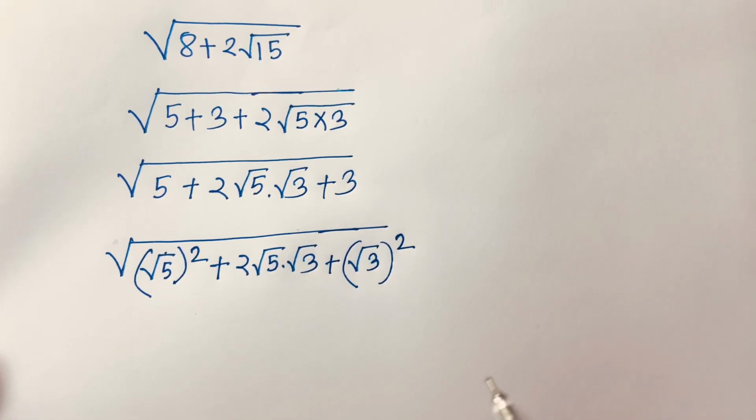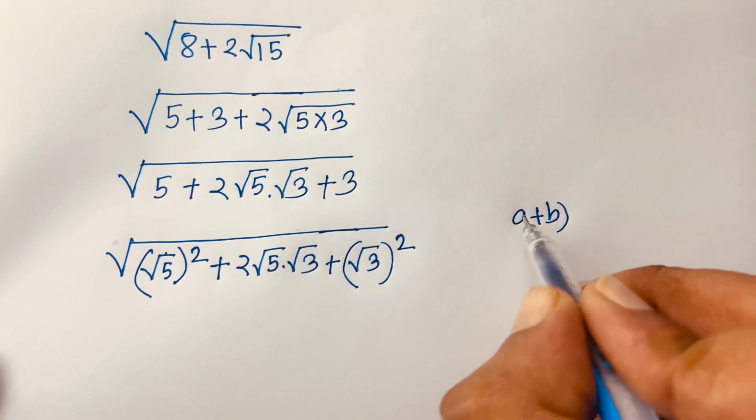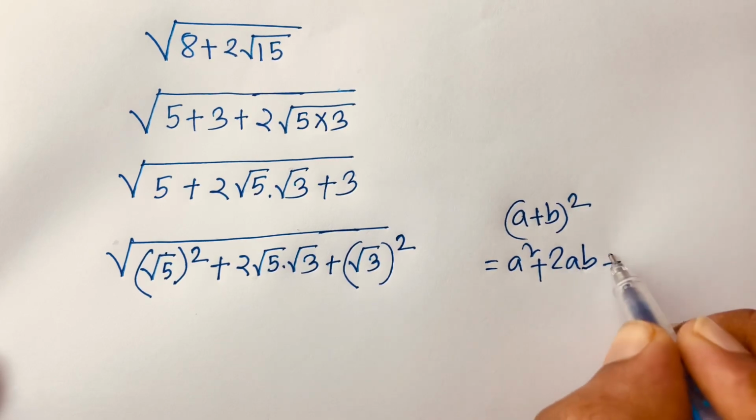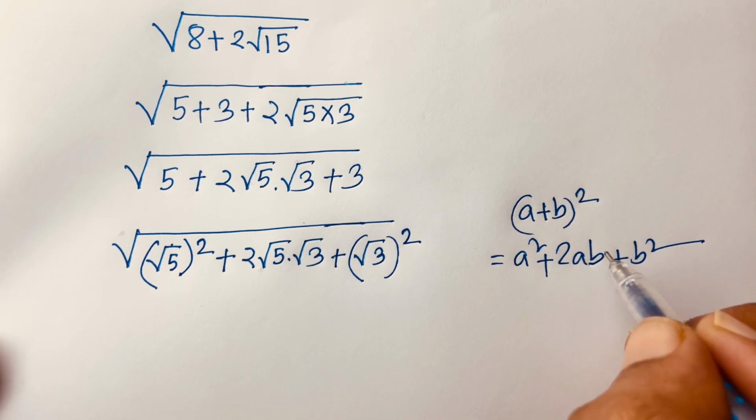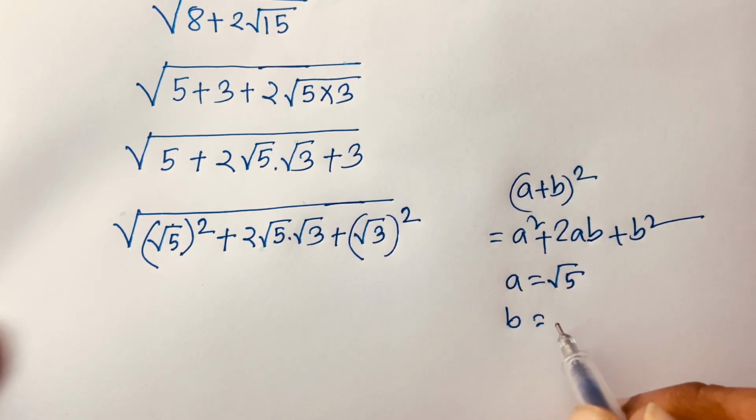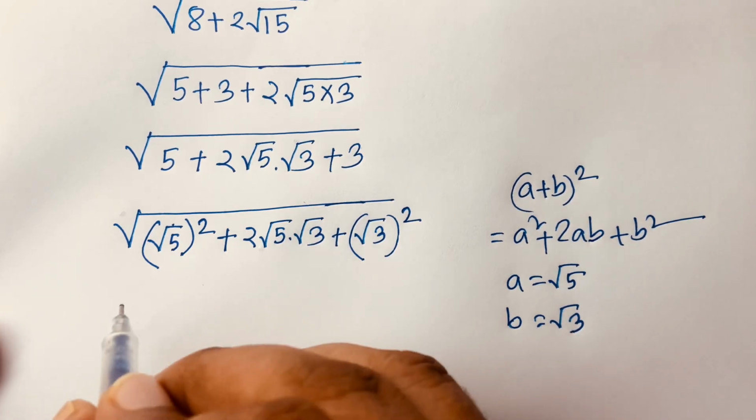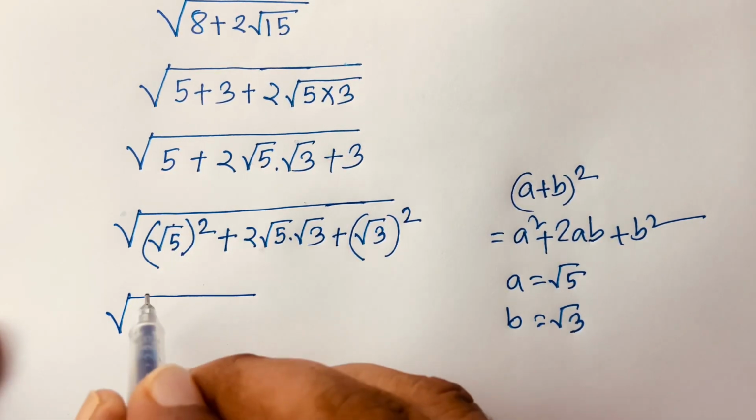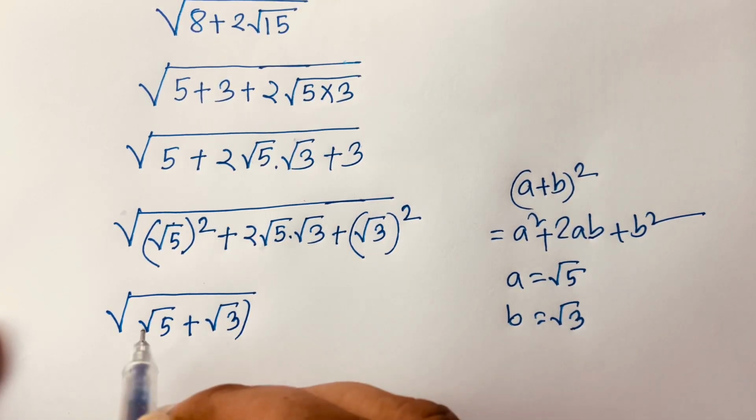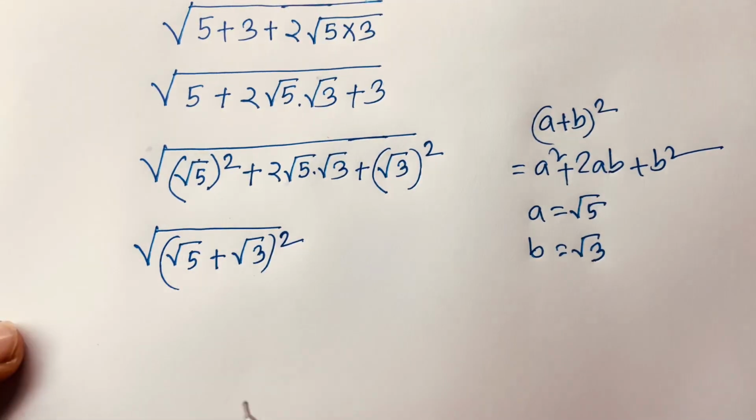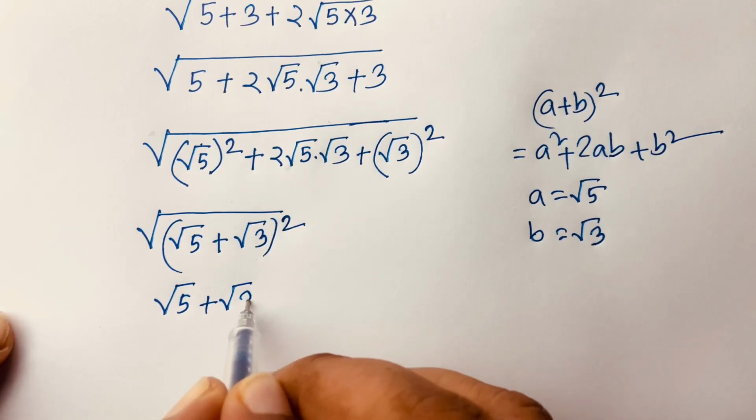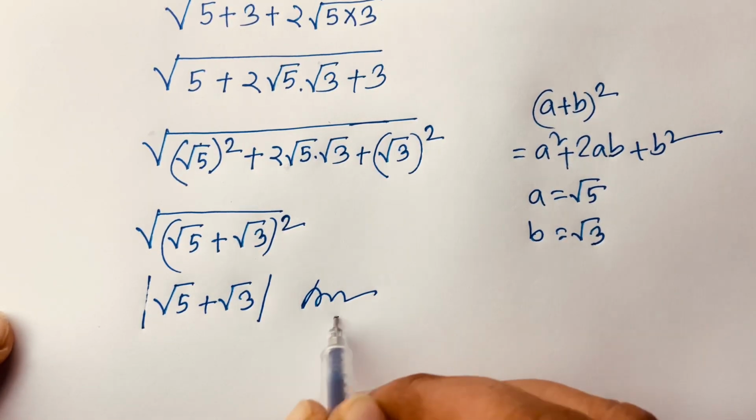Then we know that (a plus b) whole square is equal to a square plus 2ab plus b square. According to this rule, a is equal to square root 5 and b is equal to square root 3. Then it will be square root of (square root 5 plus square root 3) whole square. Then the square root is cancelled. We find square root 5 plus square root 3. This is our final answer.